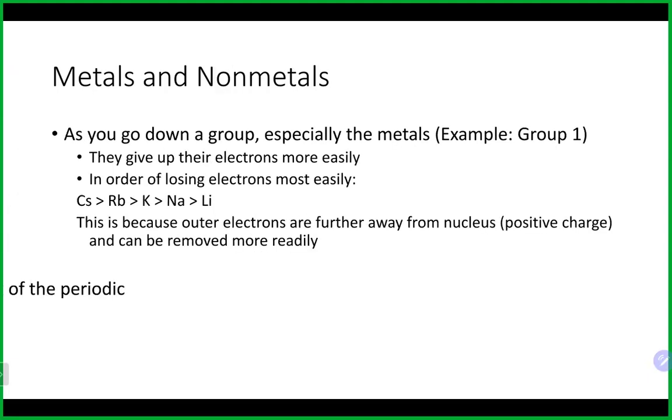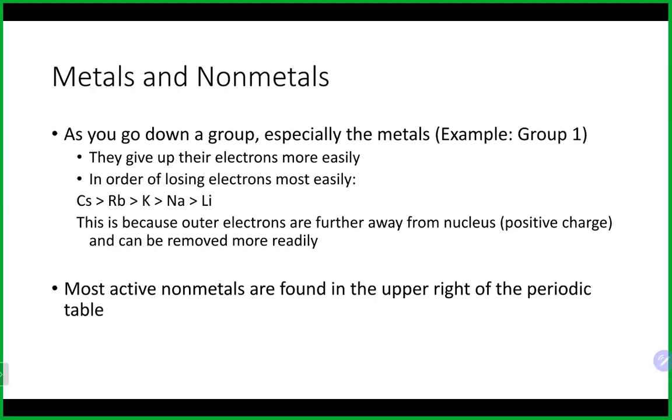So metals and nonmetals on the periodic table in terms of reactivity: as you go up a group, especially metals, they tend to give up their electrons more easily. I'm sorry, as you go down a group, I said that backwards. As you go down a group, they tend to give up their electrons a lot easier. So the most reactive metal that you could find on the periodic table is located right there, bottom left corner of the periodic table.